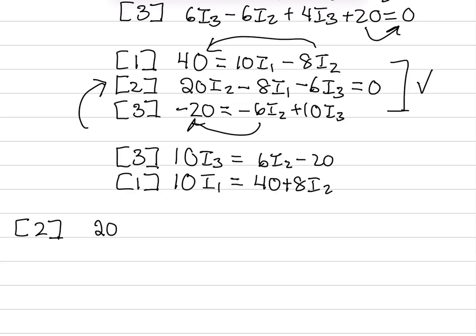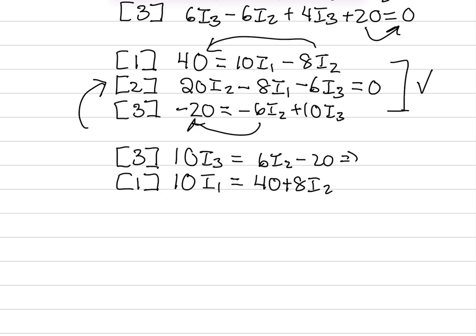So 20 I2 minus 8 times 4 over 5. Now we're going to simplify the equations, so everything is in terms of I3 equals 2 and I1 equals 2.